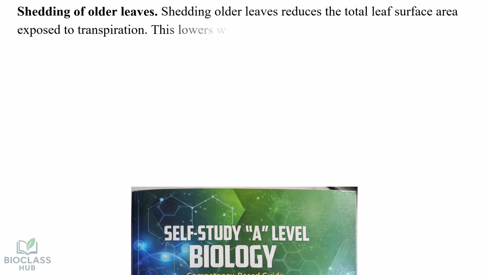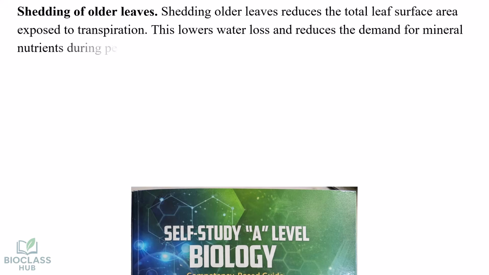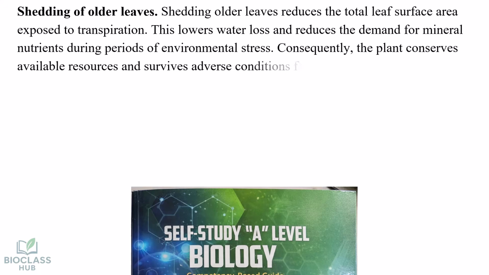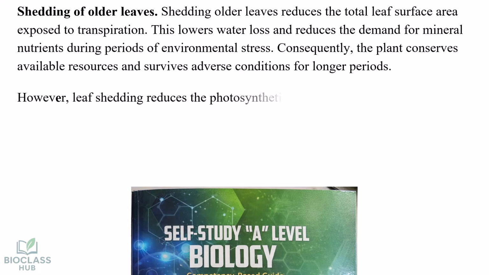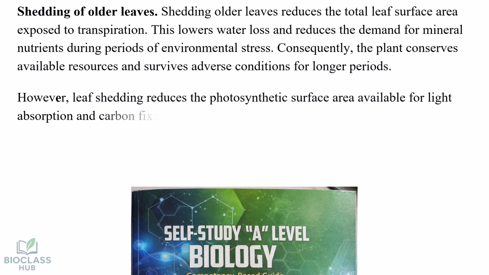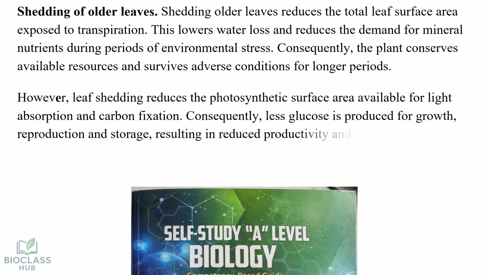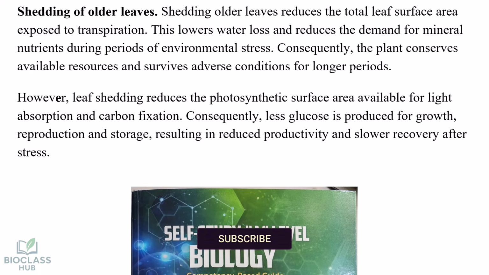Shedding of older leaves. Shedding older leaves reduces the total leaf surface area exposed to transpiration. This lowers water loss and reduces the demand for mineral nutrients during periods of environmental stress. Consequently, the plant conserves available resources and survives adverse conditions for longer periods. However, leaf shedding reduces the photosynthetic surface area available for light absorption and carbon fixation. Consequently, less glucose is produced for growth, reproduction, and storage, resulting in reduced productivity and slower recovery after stress.